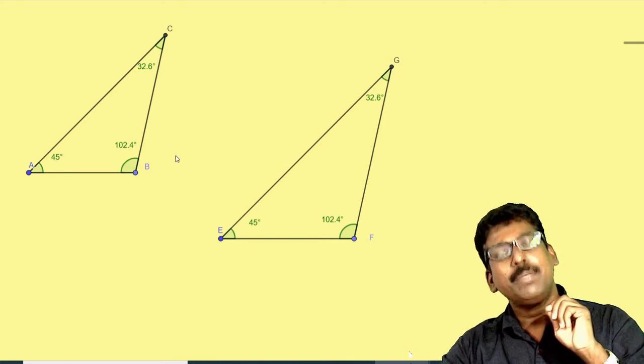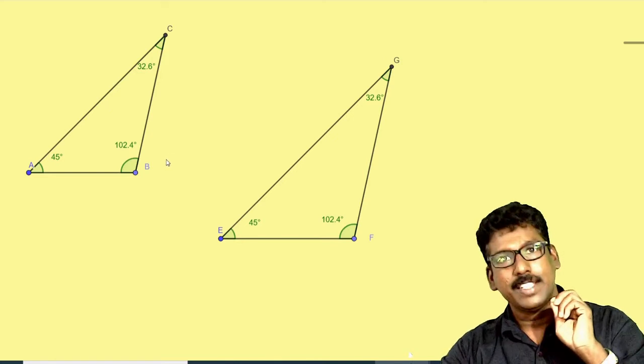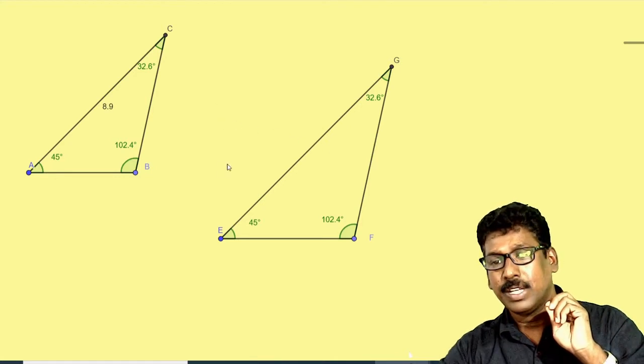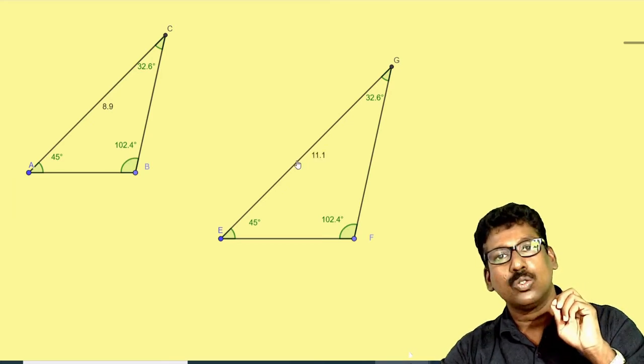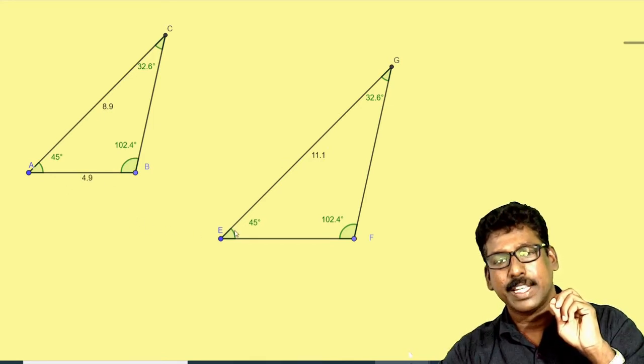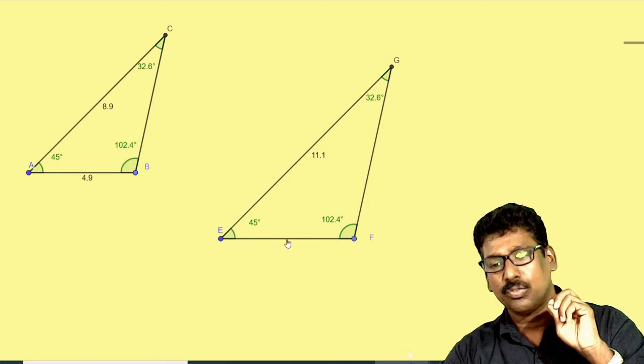Now, let me check the length of the sides. Here, AC is equal to 8.9 and the corresponding side of AC is EG, that is equal to 11.1. Now, length of AB is 4.9. Here, length of EF is 6.1. Here, length of BC is equal to 6.4 and length of FG is equal to 8.